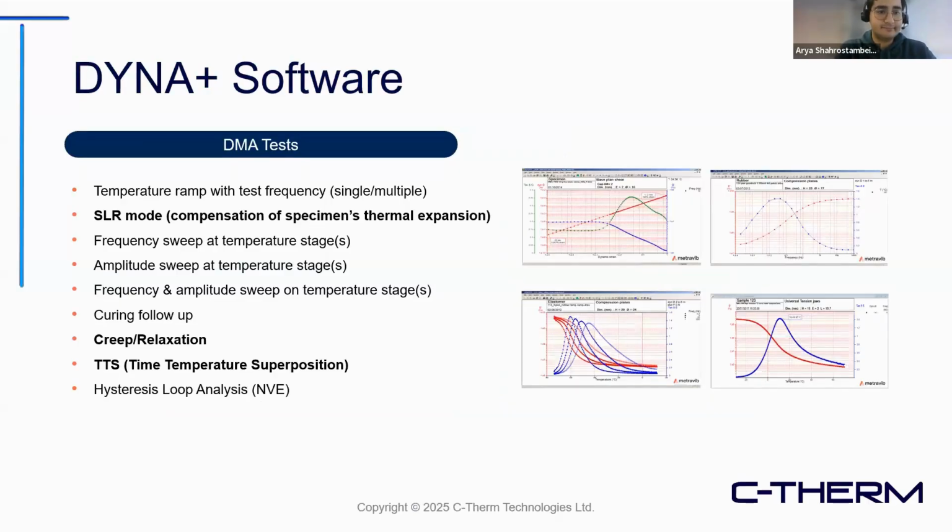Other capabilities of the instrument include the ability to make time temperature superposition curves for evaluating materials at frequencies higher than 1,000 hertz. The DMA Plus series is capable of doing that, creep relaxation, and long-term creep behavior up to years within one software. And on the right-hand side, you see some screenshots of the test results of the DMA test.